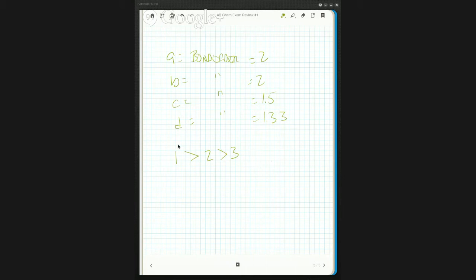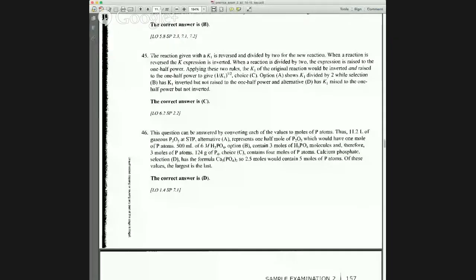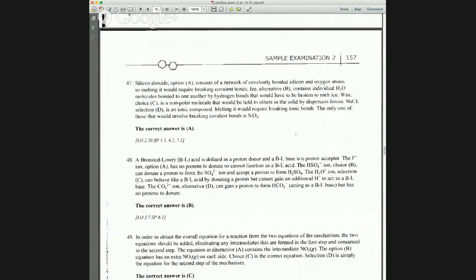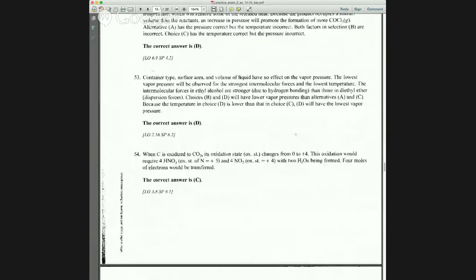So which one has the longest? Well, I would say that D has the longest bonds because it has resonance structures spread out over more bond locations, okay? So let's see what it has to say about that. All right, and we are on 58.